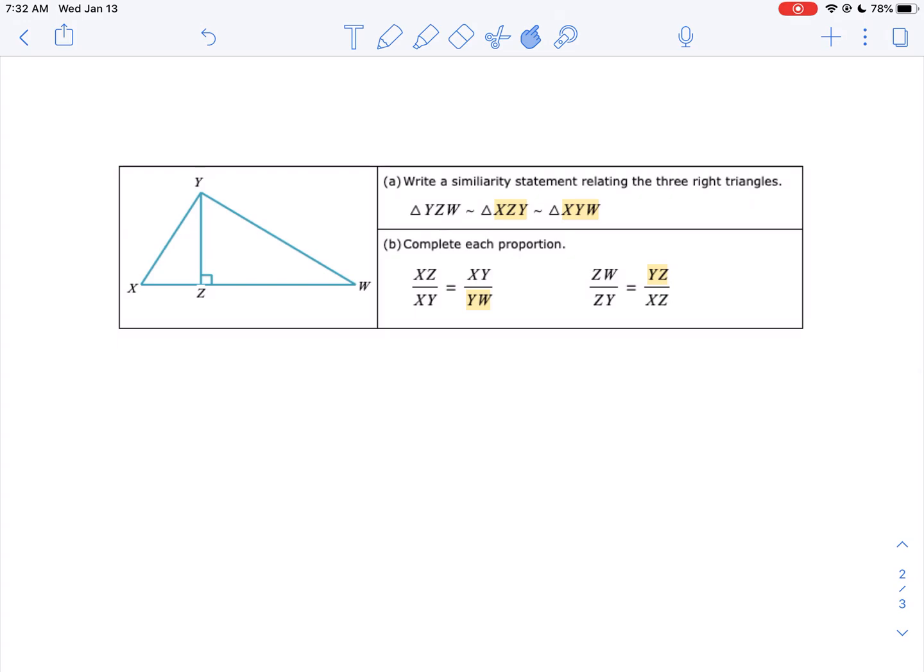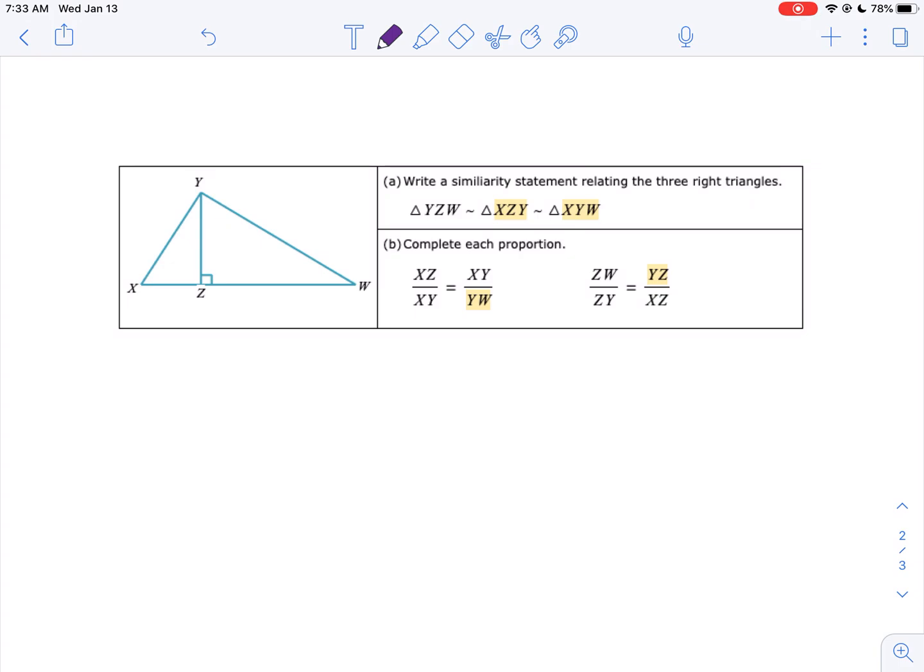Now, you did the hard part right. You found the similar triangles. When you go to write the ratios, here's what I suggest you do since you have a hard time seeing that. Draw out the triangles. Separate the three similar triangles.